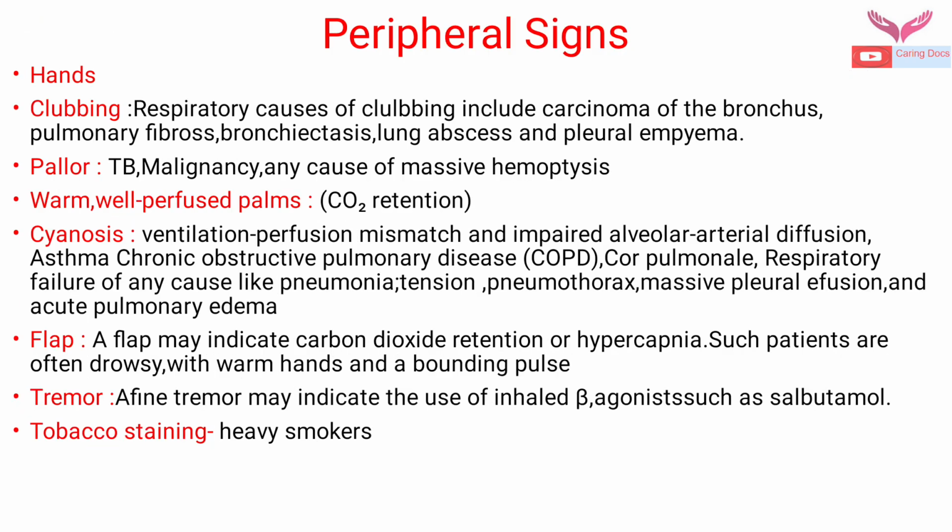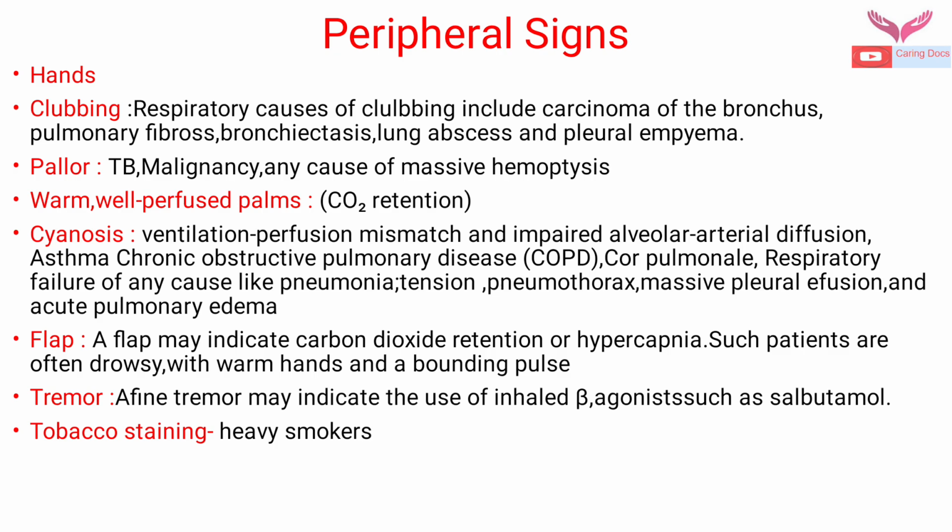Look for the peripheral signs in the hands like clubbing, which I have already discussed. The respiratory causes of clubbing are carcinoma of the bronchus, pulmonary fibrosis, bronchiectasis, lung abscess, and pleural empyema. Pallor in the hands may indicate TB, malignancy, or any other cause of massive hemoptysis. Warm, well perfused palms may show carbon dioxide retention.